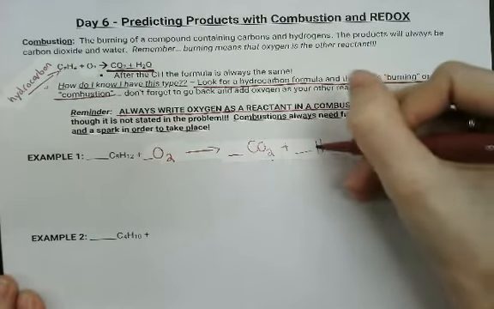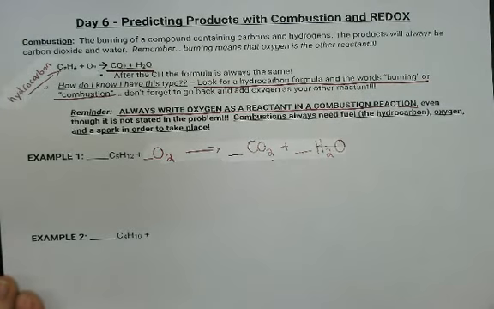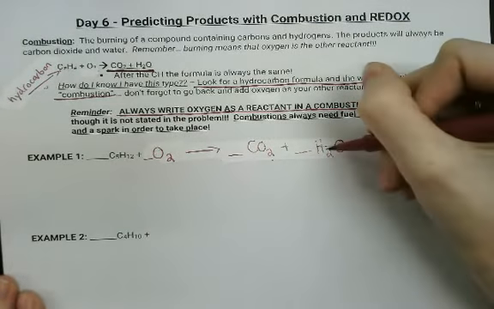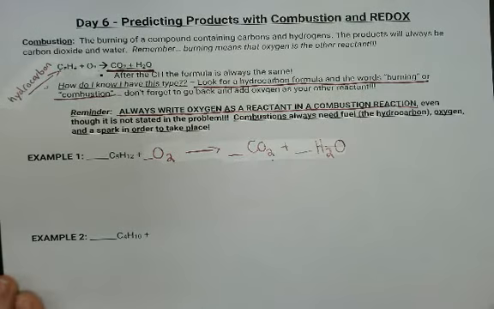For example 1, carbon dioxide and H2O. Carbon dioxide and water. We're going to produce these as products of our combustion reaction. So now we have written out the skeleton equation. For example 1, we are going to balance this.